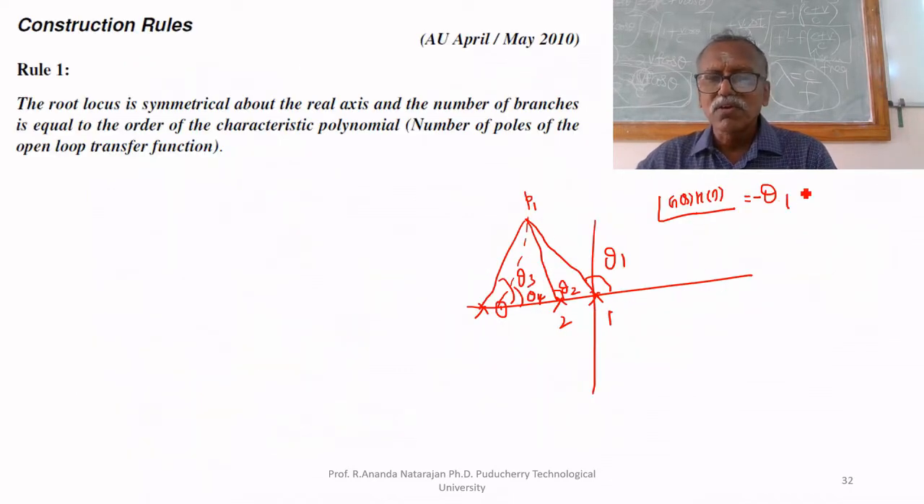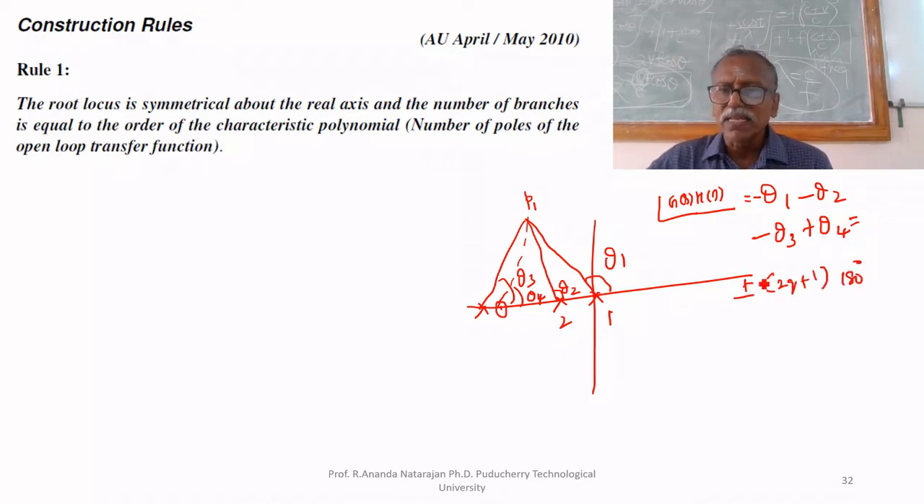Therefore, theta 1 is negative because it is a pole. Theta 2 is negative because it is a pole. Theta 3 is also negative because it is a pole. Theta 4 is for a zero, that's why it is positive. If you add theta 1, theta 2, theta 3, theta 4, and it is equal to an odd multiple of 180 degrees, then this point P1 is on the root locus.